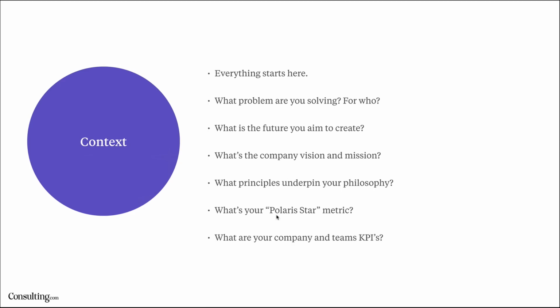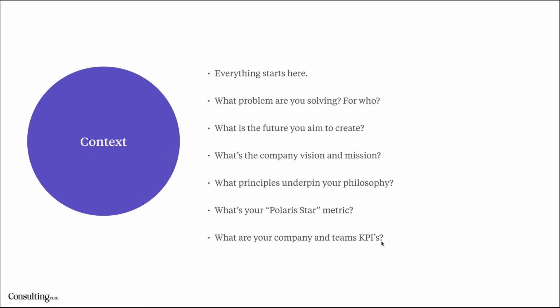And then, what's your Polaris star metric? This is like your true north, your guiding star. Is it growth? Is it engagement? Is it revenue? What is that metric? And what are your company and team's KPIs, key performance indicators? So overall, how are you going to measure the performance of your company as a whole? And then how are you going to measure the performance of the individual teams and the individuals, the people on those teams? How are you going to measure all of these different dimensions of the system?